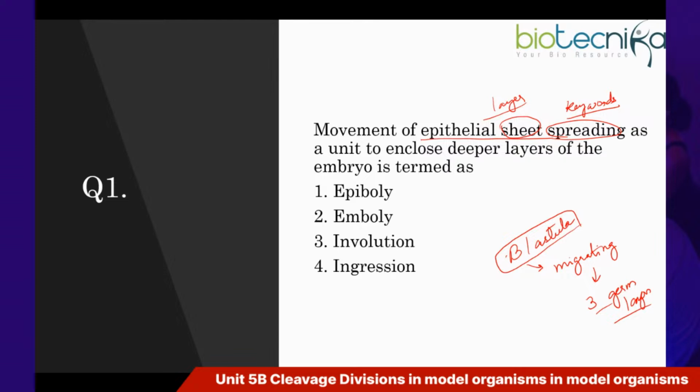So here it is moving as a layer, and that layer is spreading as a unit to enclose deeper layers of the embryo. Enclose means that layer of cells is spreading over. If you have a blastula, that layer is spreading over an inner layer where the deeper layers will be enclosed. If that layer spreads, it becomes the outer layer, so automatically the other cells will become inner deeper cells. So what is that movement of the layer of cells which is covering it?